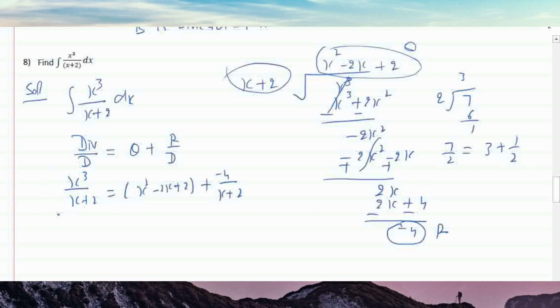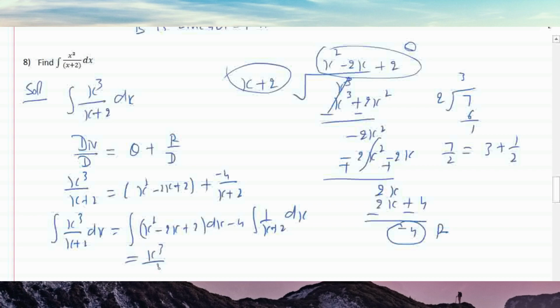See, I'm integrating now. So you can simply integrate this, children. You can do this integration separately. I don't think there is any problem with that. And further, if you simplify it, this is x cube over 3, this is minus 2x square upon 2, this is 2x, minus 4 log of x plus 2, plus c you should put here. So this is the answer to this question. This is again a very easy question, children. You can simplify.